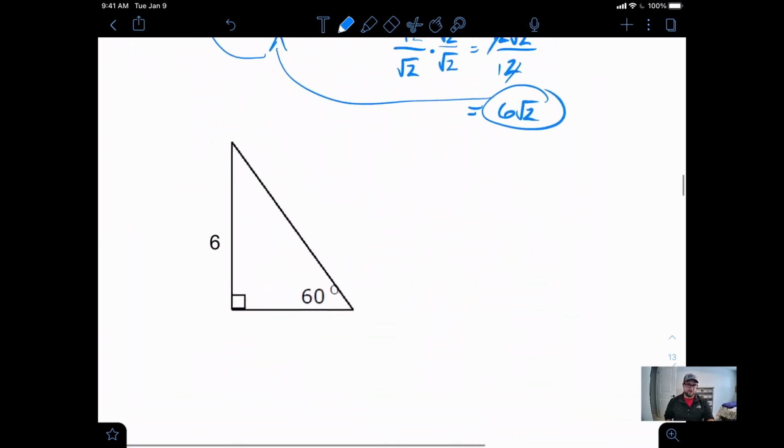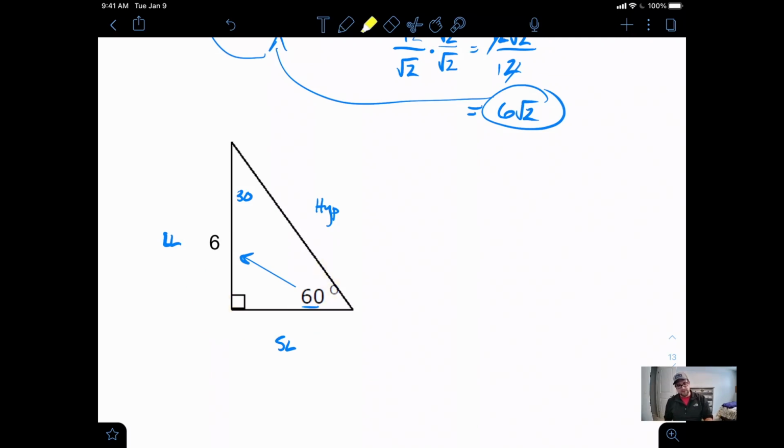Looking down here at this bottom one, we can see a 60-degree angle, so we know this is a 30, 60, 90 triangle. Since the 60 opens up to the side of 6, this is our long leg, which means this will be our short leg, and this will be our hypotenuse. Now, there's no relationship between the long leg and the hypotenuse, so what we need to do is start with our long leg, figure out our short leg, and then figure out our hypotenuse.